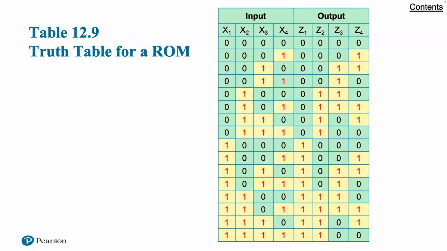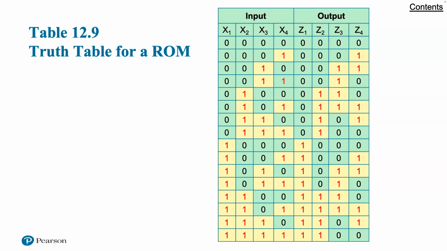A ROM can be implemented with a decoder and a set of OR gates. As an example, consider table 12.9. I tried to label it in such a way that maybe would make it clear where the 1s and 0s are, so keep that in mind. This can be viewed as a truth table with 4 inputs and 4 outputs. For each of the 16 possible input values, the corresponding set of values of the output is shown.